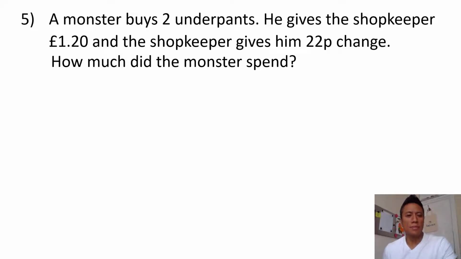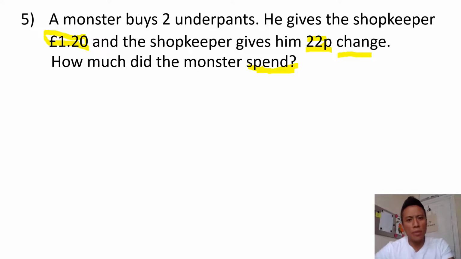So let's read it. A monster buys 2 underpants. He gives the shopkeeper £1.20 and the shopkeeper gives him 22p change. How much did the monster spend? Alright, so the monster buys 2 underpants. We don't really need that. It's a red herring there. So you're going to need £1.20, the 22p change, and how much was spent. Okay, hopefully that can help you out a little bit more. Get ready to pause your video. 3, 2, 1, pause.